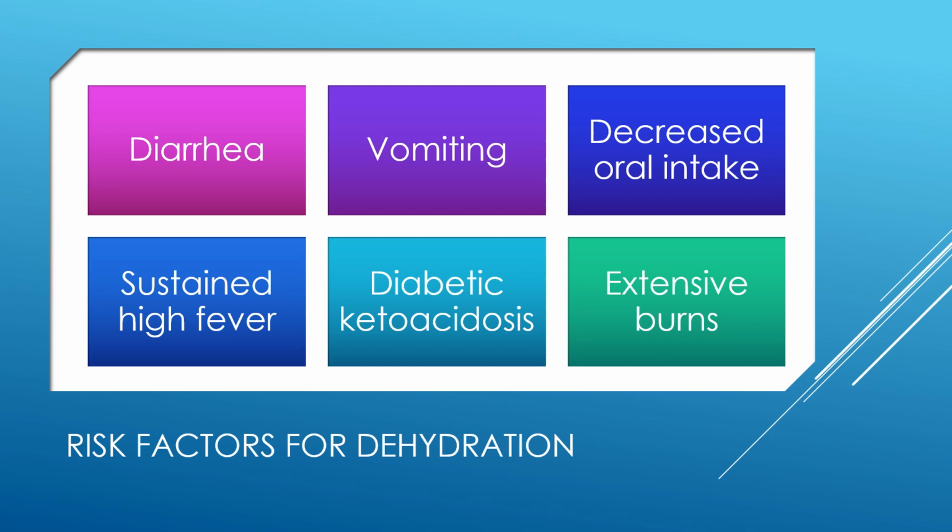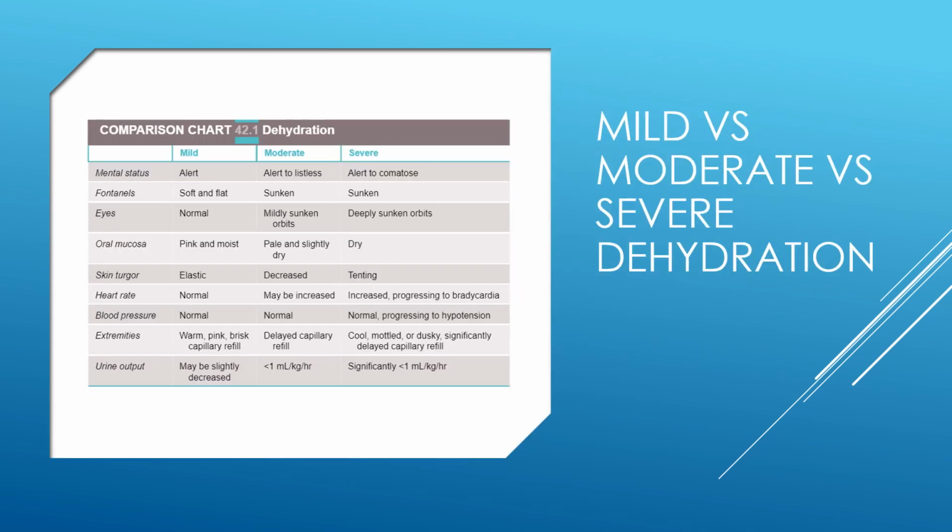Risk factors with our dehydration kids, you can see listed here: diarrhea, vomiting, decreased oral intake, high fevers, DKA, or extensive burns are definitely risk factors that our patients are going to get dehydrated. Then we have to determine, is it mild, moderate, or severe? So here's this chart that is in your book, and it really just compares mild, moderate, and severe dehydration. For mild dehydration, sometimes this can be really hard to detect because the child may be alert and may be acting very normal with normal vital signs.